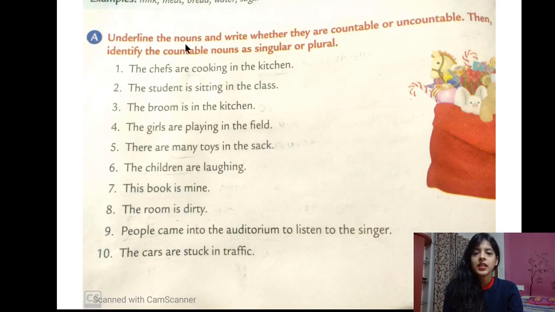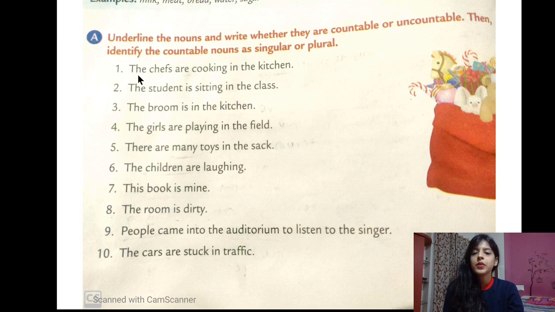A. Underline the nouns and write whether they are countable or uncountable. Then identify the countable noun as singular or plural. That means there are nouns which are countable and uncountable. Countable means which we can count, and uncountable means which we cannot count. Like hair. Hair is an uncountable noun.